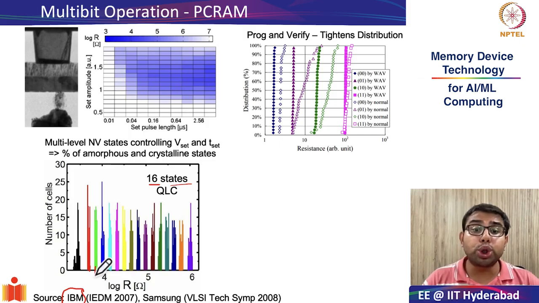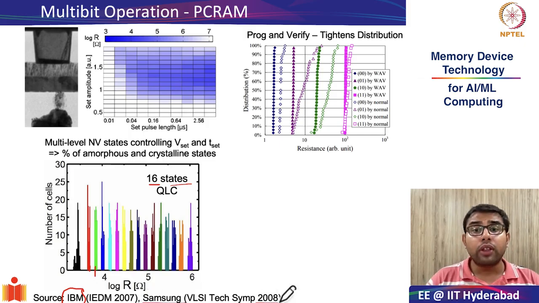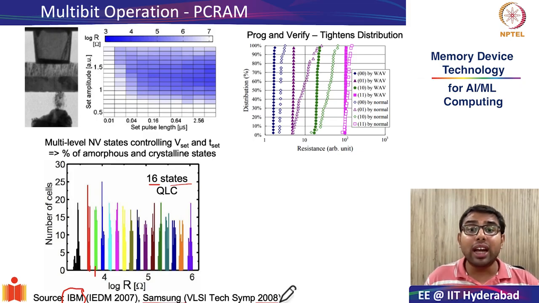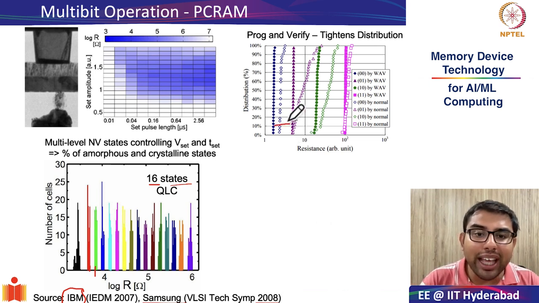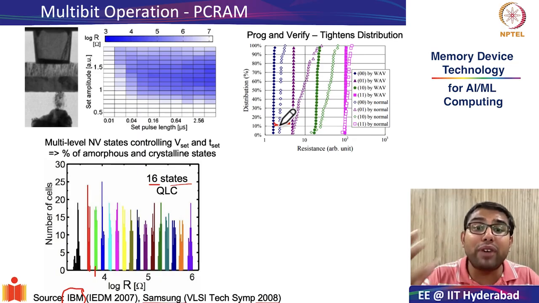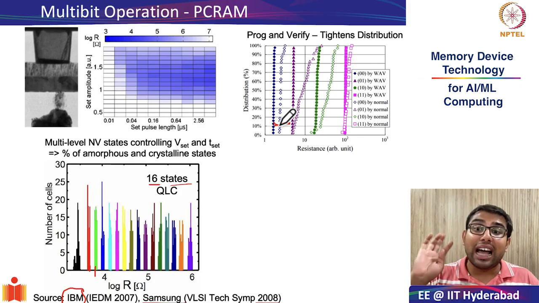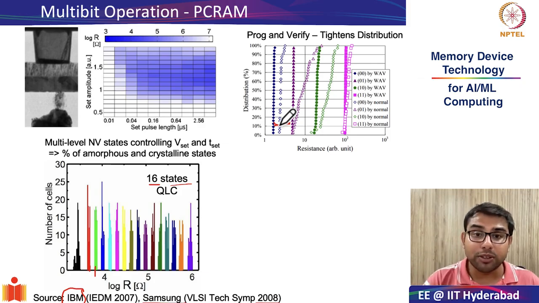Furthermore, it was also shown by Samsung just the next year that the control on variability and the reliability of these cells was also very, very high. You can really have very tight distributions between neighboring states by using your old technique of program and verify. You do not even need to use ISPP as was used in NAND flash.